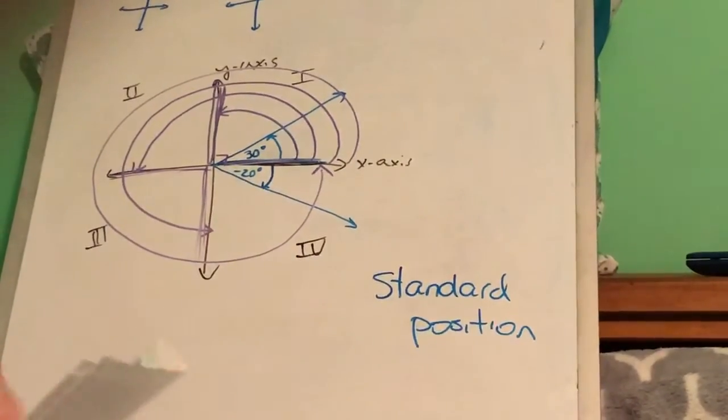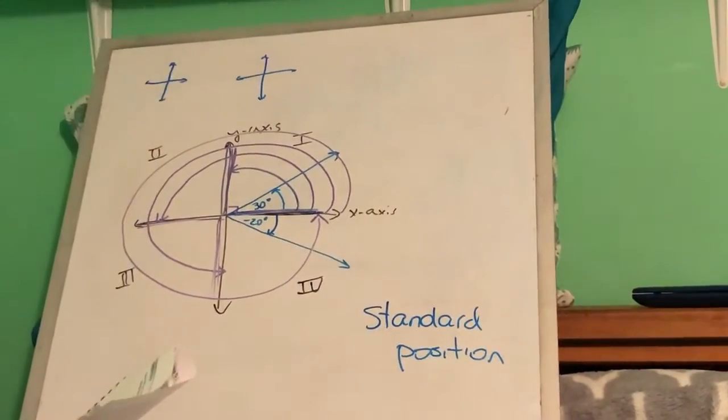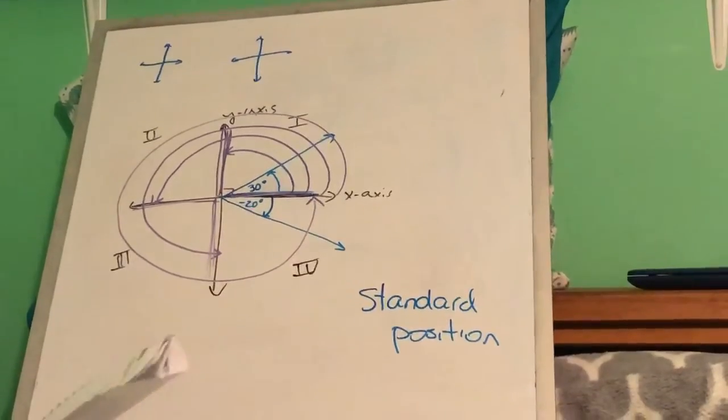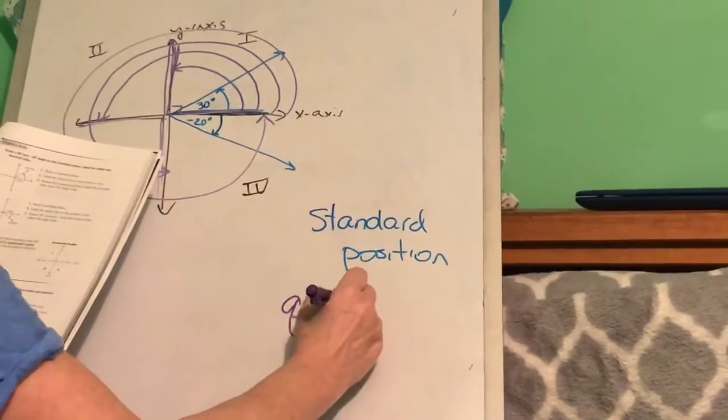So anytime my terminal side lands on an axis, that's called a quadrantal angle. That's written in your book. It's almost like a quadrantal if you're really looking at the spelling.